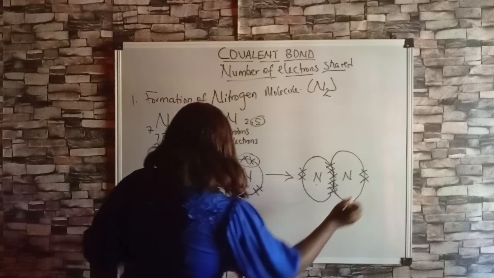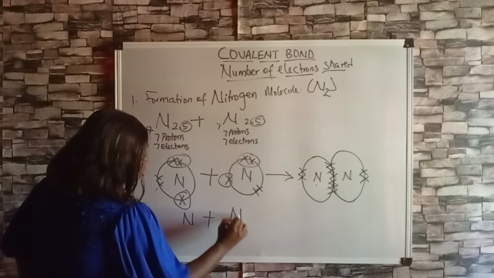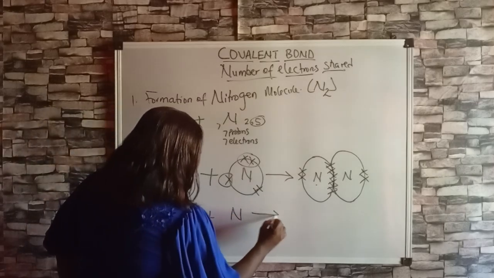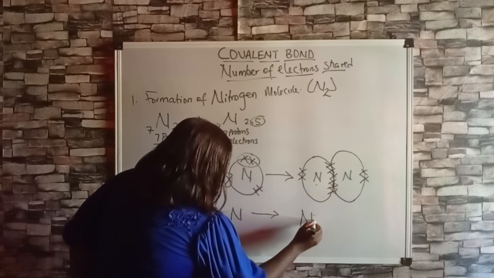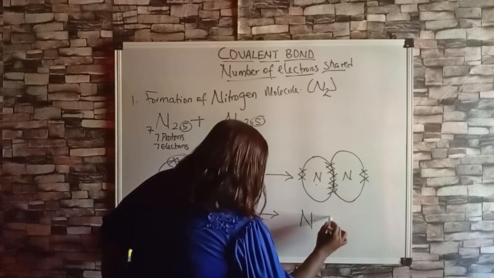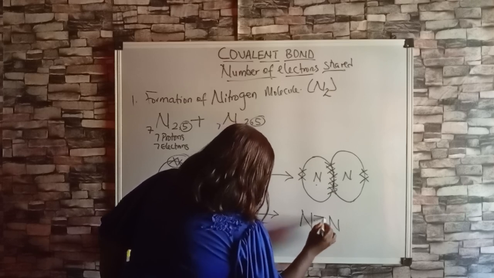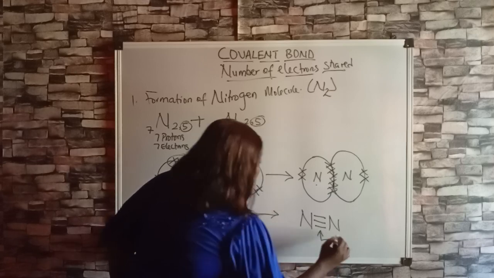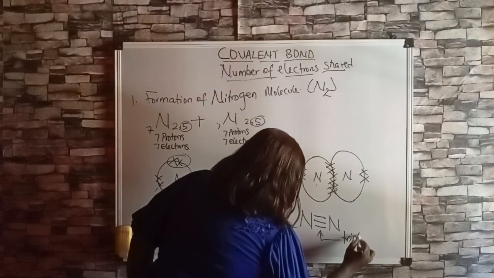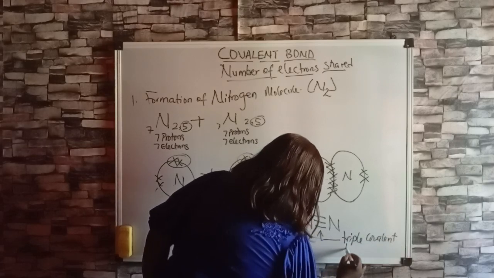and 1, 2, 3, 4, 5, 6, 7, 8. So this is a reaction between nitrogen and another nitrogen atom. I donated 3 electrons for sharing, and this nitrogen atom donated 3 electrons for sharing, and we shared. This is what we call a triple covalent bond.